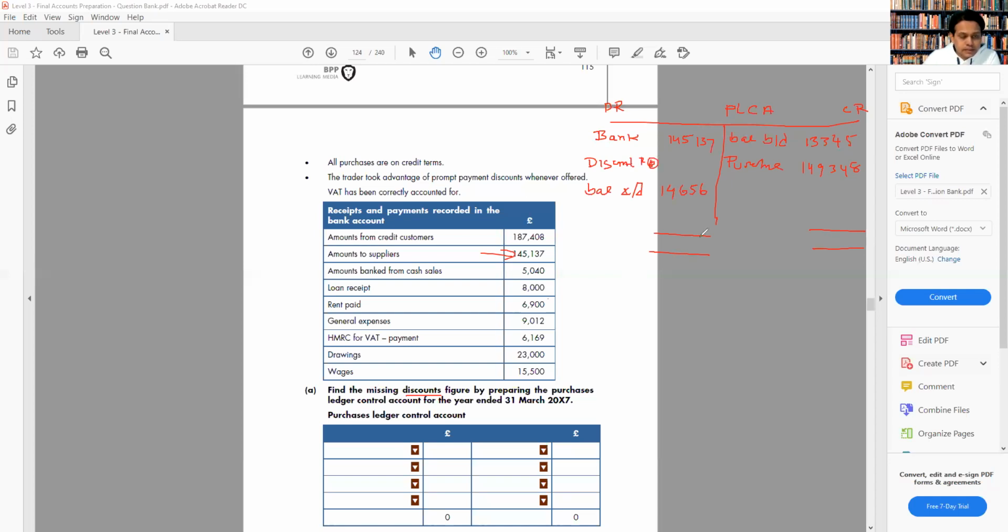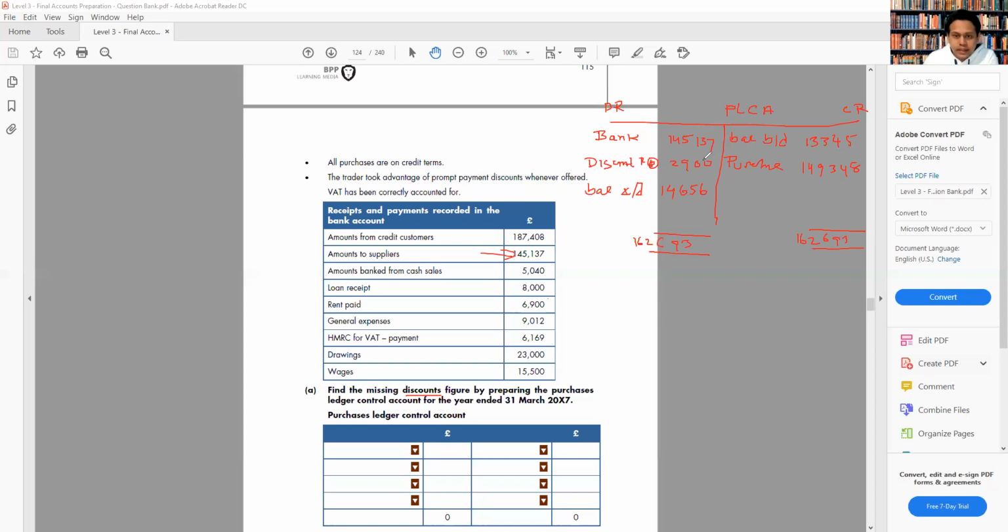So the total is 162,693, and the discount received is 2,900. So that's all for our discount, the purchase as a control account, and we know how much is the discount. So after writing all of this, whatever is the difference, the question will tell us what it is.